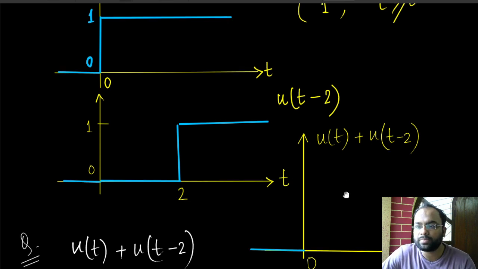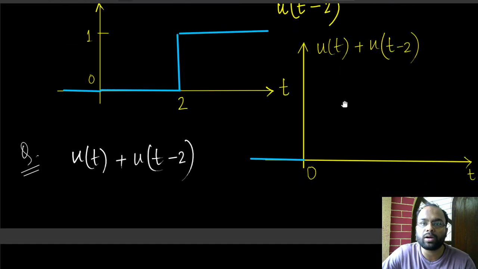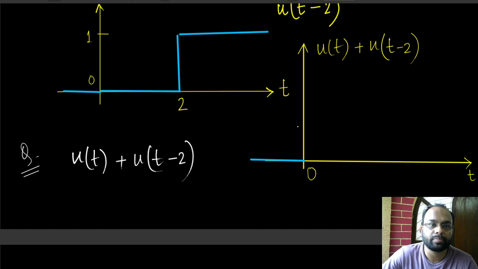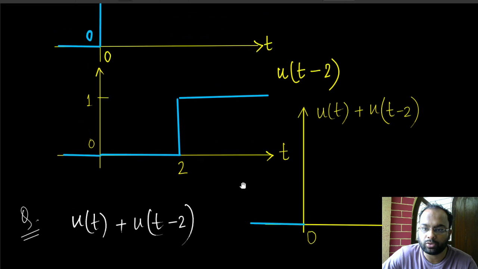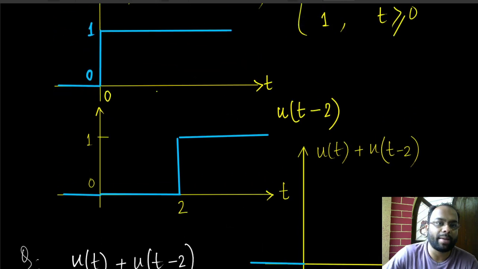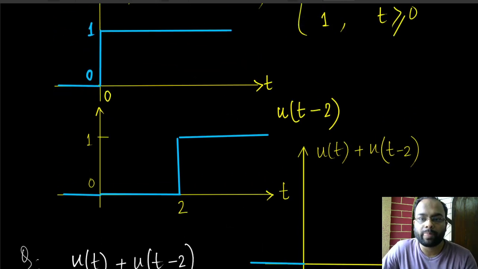So the question is, what would happen at t equal to 0? Look carefully at what is happening here. At t equal to 0, u(t) is jumping from 0 to 1. But u(t minus 2) is staying the same at a value of 0.